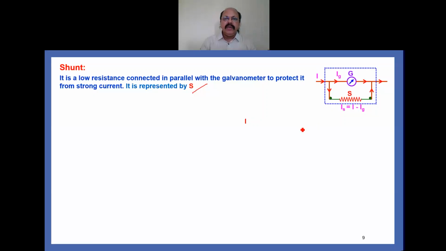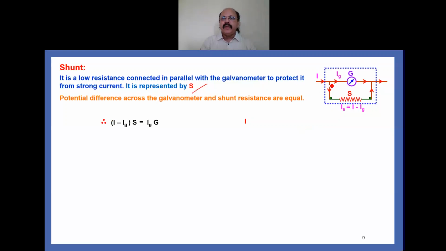Let us calculate the potential difference across the galvanometer, which is equal to the potential difference across the shunt because it is connected in parallel. So (I minus Ig) S equals Ig G. Rearranging it, Ig equals S upon G plus S times I. So this much of the current passes through the galvanometer.